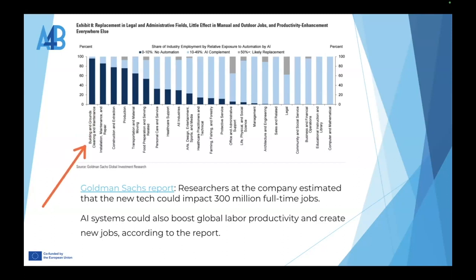But if you are a good reader and you have good eyes, you see that this first column is building and grounds, cleaning and maintenance. And this is the field least influenced by AI, there is the minimum risk of being replaced. But if we look here, office and administrative support, we can see that 50% of the job can be replaced.